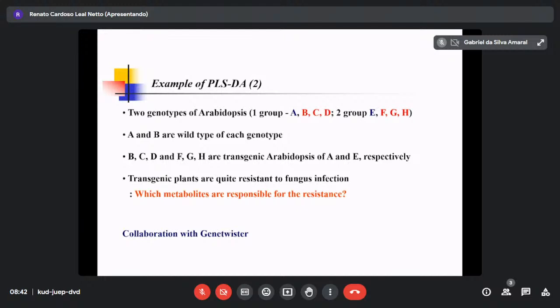And then in each accession, I change one gene, the same gene. So A is the wild type of accession A. E is the wild type of the second accession. Then B, C, D and F, G, H are the transgenic plants. Now, please think about, do you understand this data matrix? If metabolites change, what kind of factors do you expect? First, accession, right? A accession, E accession. And the second factor is transgenic, non-wild type, right?